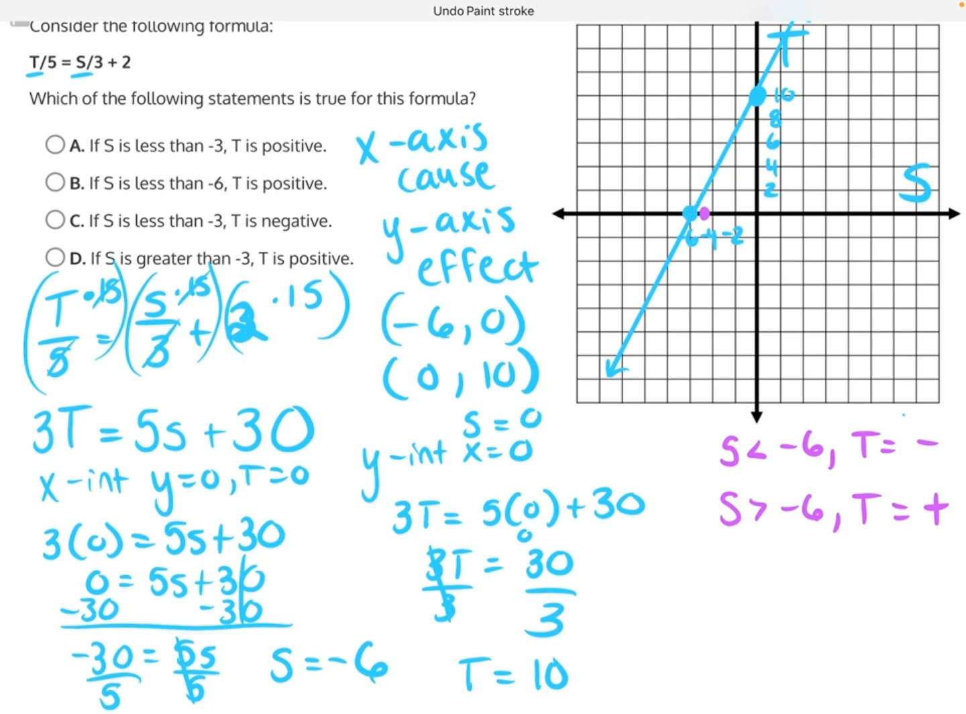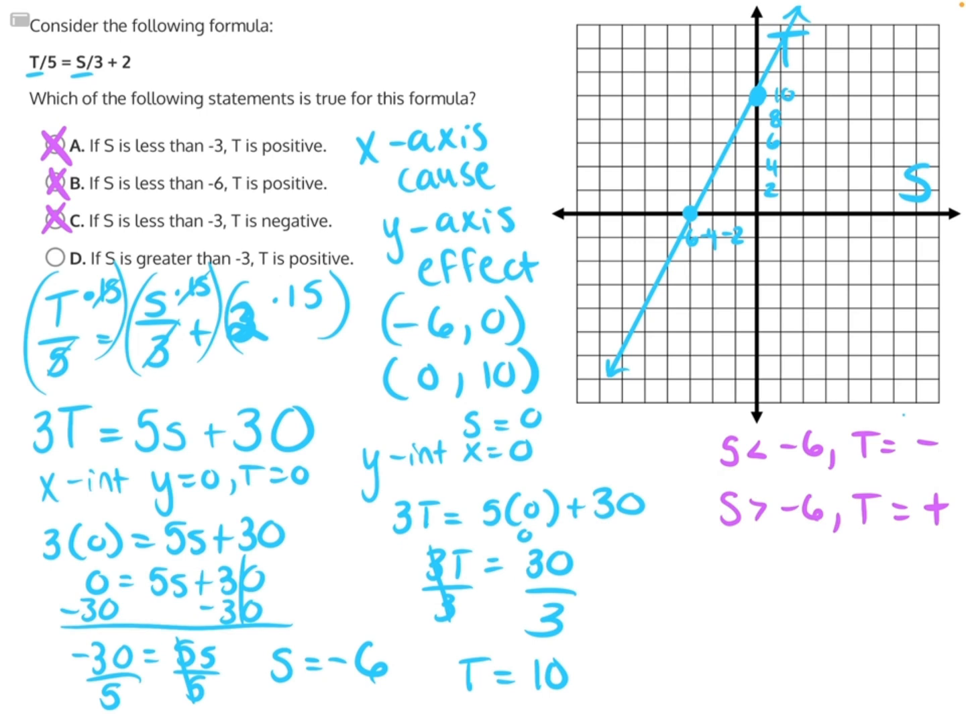So A is incorrect. B says when s is less than negative 6, right here on our intercept, t is positive. Well, less than is to the left, and all of these values that are less than negative 6 are all negative, not positive. So B is incorrect. C, if s is less than negative 3, which is again right about here, then t is negative. Again, that's only partially true, because this small stretch of space is positive t values, and then everything else has negative t values. So it's only partially correct, making it incorrect.